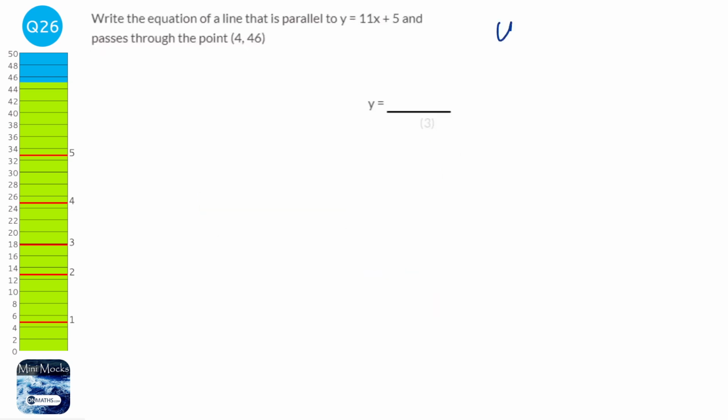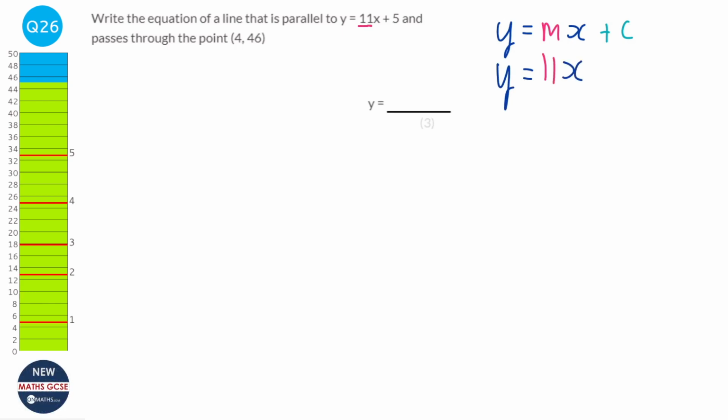The equation of any straight line can be written as y equals mx plus c. So we need to find the gradient, which is m, and the y-intercept, which is c, for this line. Now, we are given a clue. We're told that it's parallel to this equation here, but we're not really interested in the plus 5 at the end. What we're interested in is what the gradient of this line is, which is 11, because all parallel lines have the same gradient. So we actually know what the gradient is for the line we're trying to work out. It's going to be the same because it's parallel, so it's going to be 11.